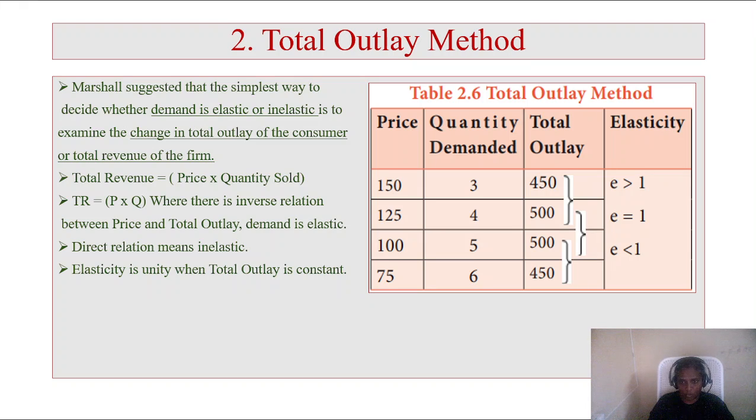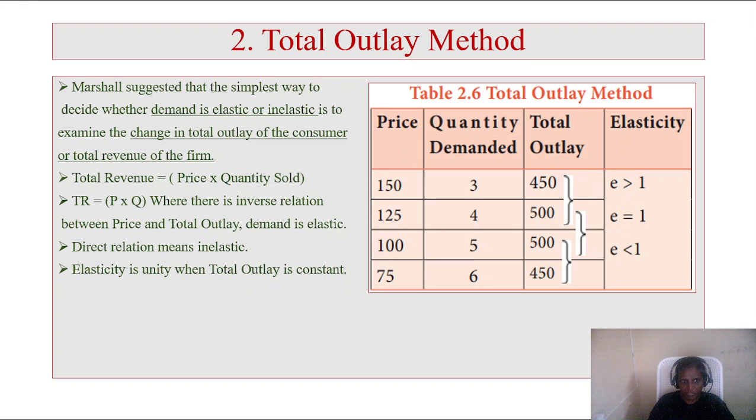Instead of the total revenue of the firm, it is a very easy, comfortable and possible way to analyze, and it is a very exact way also. It is very exact to collect the data of the total outlay of the consumer to find out the elasticity. Revenue is nothing but the price and quantity sold. Already we have seen what is revenue, what is profit. Revenue is nothing but the income earned by the seller.